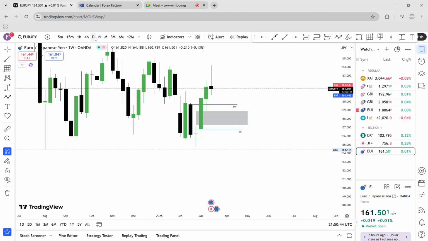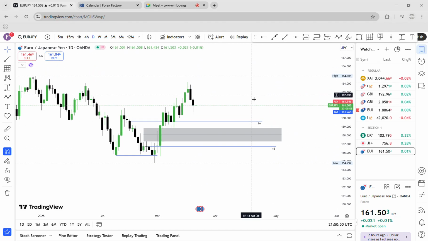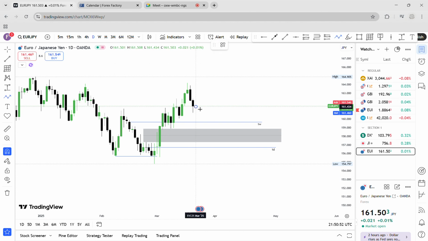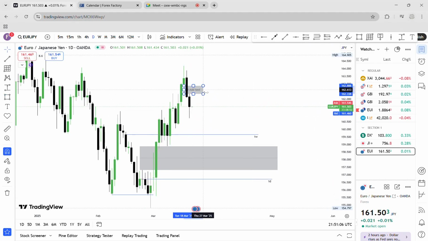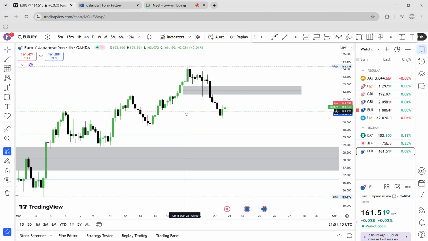All right, that is all we have. So you can be looking for a selling opportunity, maybe from this fair value gap back down. I don't know, it could be. We have a daily fair value gap from here that we created yesterday. So wait for price to trade back there, like in the London session, and see.